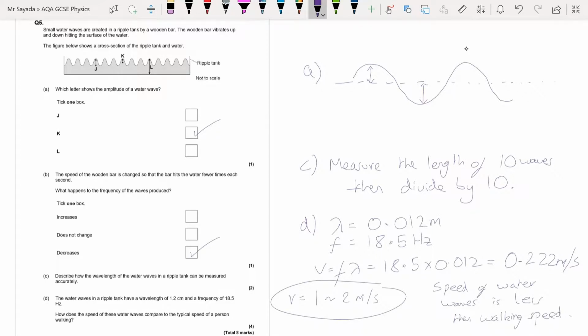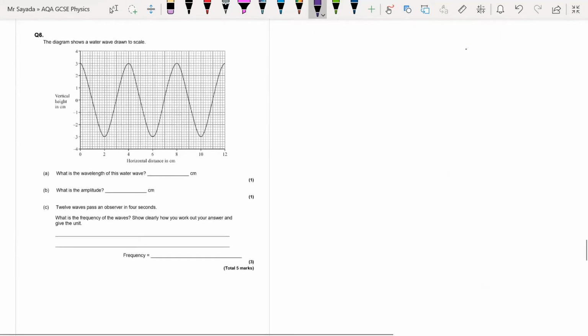Pause the video to mark and correct your work. Press play once you've done that. You should have now marked and corrected your work. Pause the video to try this question. Press play once you've done that.